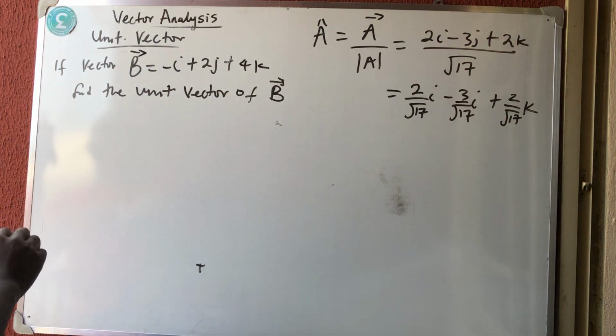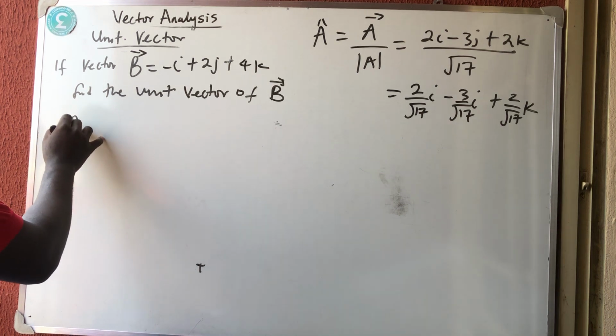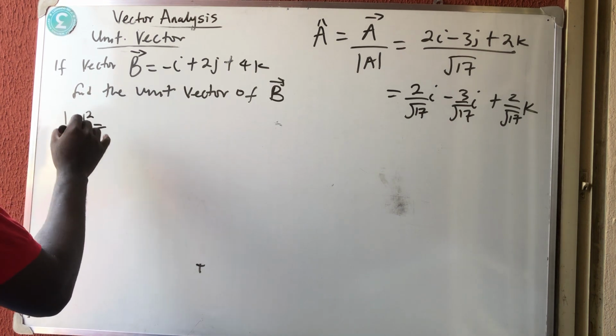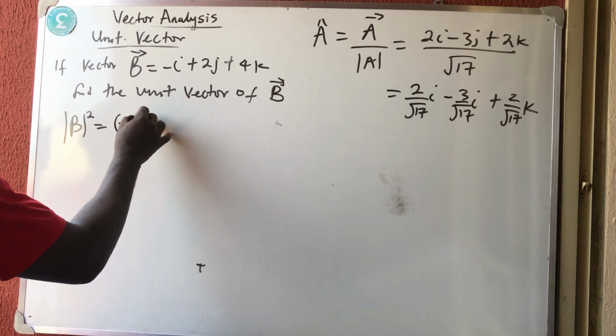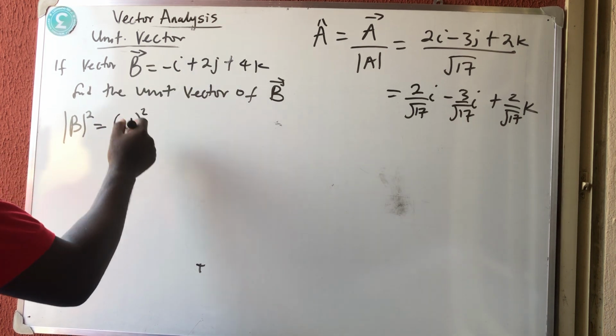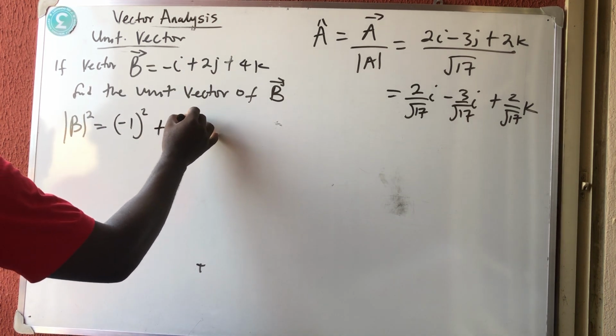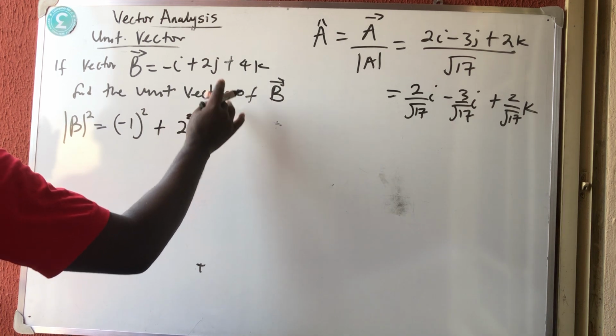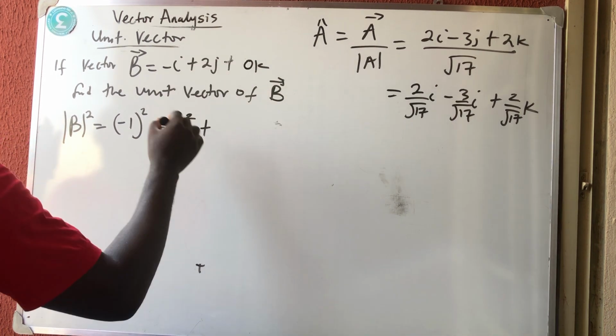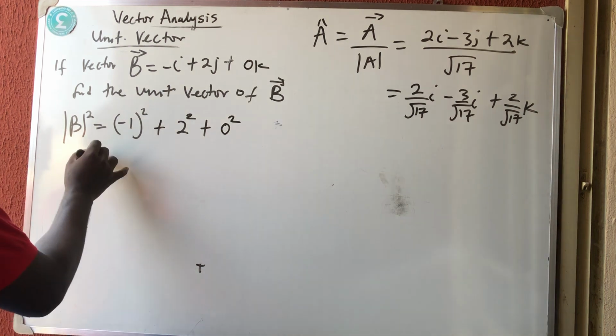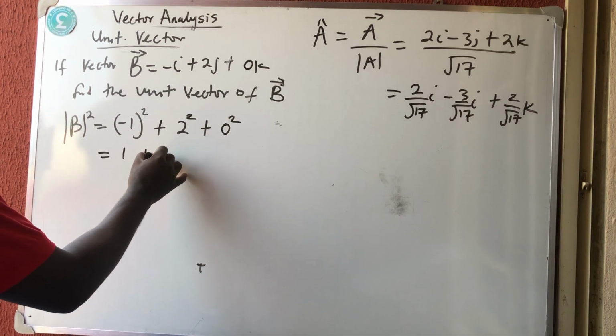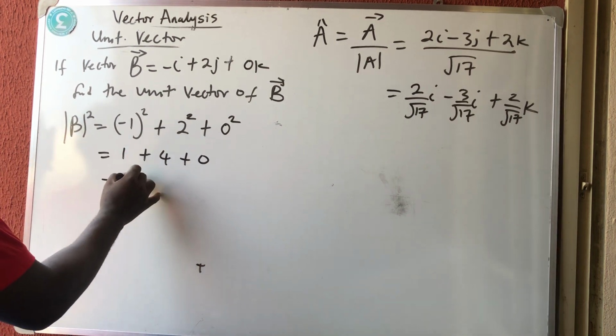Okay, what do we tell them? The first thing we are going to find is the magnitude of vector B, which is minus 1 all squared, because there is no coefficient here, plus 2 squared plus, sorry, this is 0, this is 0, sorry, plus 0 squared. So what do we have now? 1 plus 4 plus 0.